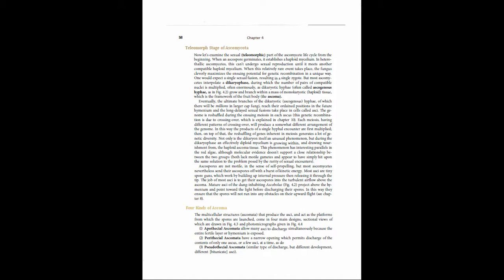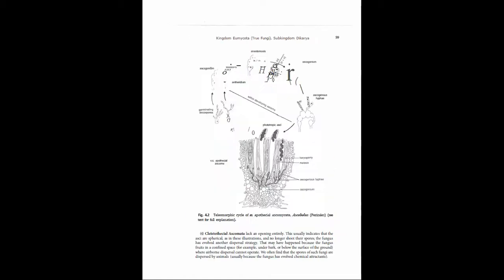Four kinds of ascoma. The multicellular structures, ascomata, that produce the asci, and act as the platforms from which the spores are launched, come in 4 main designs, sectional views of which are drawn in Fig 4.3 and photomicrographs given in Fig 4.4. 1. Apothecial ascomata allow many asci to discharge simultaneously because the entire fertile layer or hymenium is exposed. 2. Perithecial ascomata have a narrow opening which permits discharge of the contents of only one ascus, or a few asci, at a time, as do 3. Pseudothecial ascomata, a similar type of discharge, but different development, with bitunicate asci.